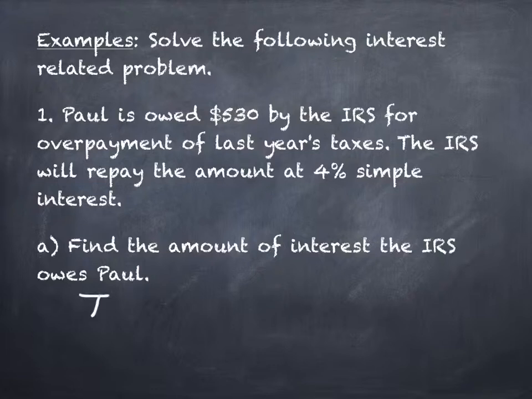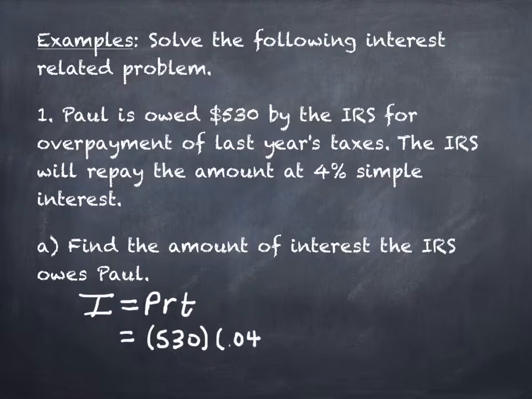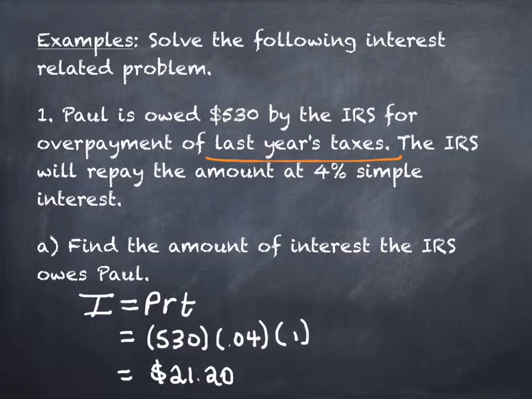So this is my interest formula, I equals PRT. My P, my principal, is the amount of money that I'm, in this case, owed, $530. The interest rate is that 4%, which is 0.04. And it says it was last year's taxes, which would be a year ago, so T equals 1. If we simplify this, we get $21.20. Now this one's actually really nice, but if the decimal had worked out so that you had a third or fourth decimal place, you would round to 2 decimal places because we are talking about money here.